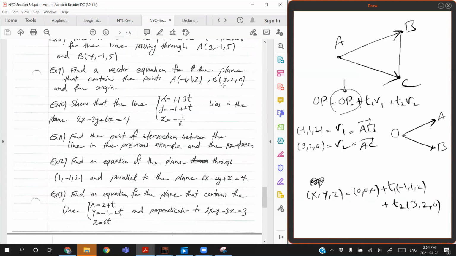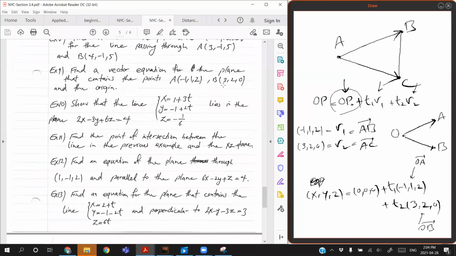So notice that in this problem, I used the origin as the given point because the origin is a point on the plane. And I used the vector that goes from the origin to A as v1 and the vector that goes from the origin to B as v2. So what you have here is actually OA, and what you have here is OB. However, since it's a vector in the standard position, the components of the vector are going to be the same as the coordinates of the point.